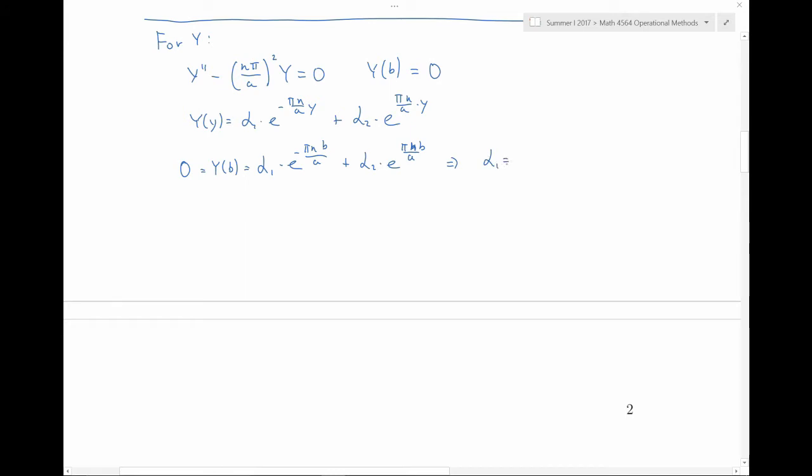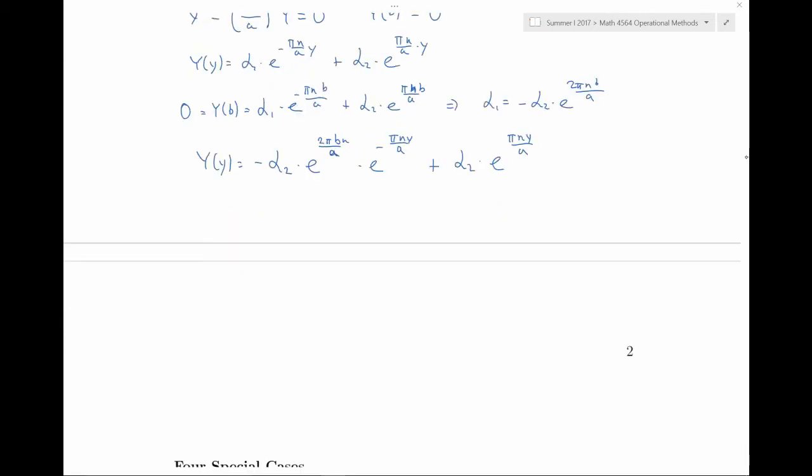Solving for alpha 1 we get that it should be minus alpha 2 times e to the 2 pi n b over a, and therefore y of y has the following form. It's going to be minus alpha 2 times e to the 2 pi b n over a times e to the minus pi n y over a plus alpha 2 times e to the positive pi n y over a.